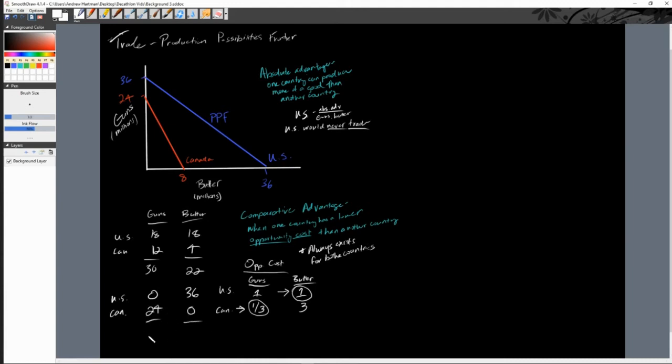So when we look at if we specialize here, we see that Canada can produce 24 guns, the United States can produce 36 butter, which, as we can see, is greater than the amount that they could produce together if they did not trade. They can only produce 52 units total if they did not trade, but with trade, they're able to add up to 60 units, which is a pretty significant increase in goods.